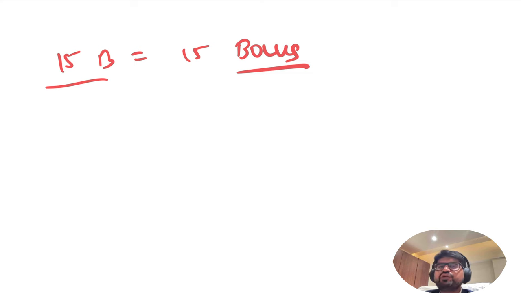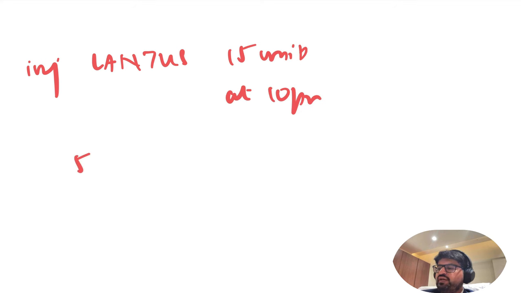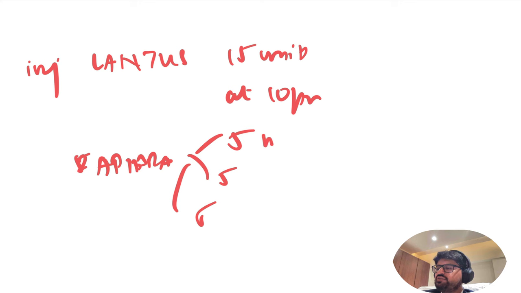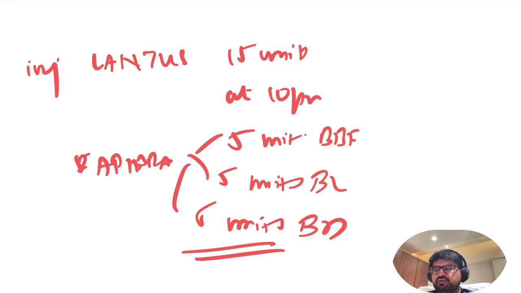Now, 15 units basal should be equal to 15 units of bolus. Remember, it's 50-50. So bolus again, 15 divided by 3, we get 5 units. So in this patient, I'll give injection Lantus 15 units at 10 p.m., and Apidra 5 units before breakfast, 5 units before lunch, 5 units before dinner, right? So this is how you calculate. I hope this is clear.